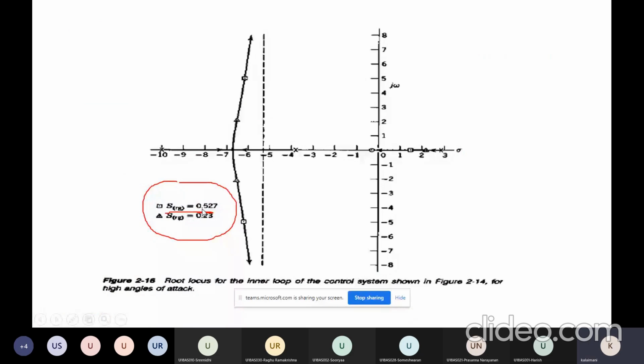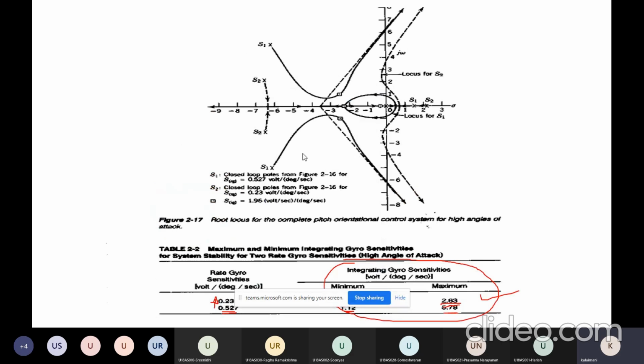Root locus, or when the angle of attack means the aircraft flies at a lower angle of attack. If the aircraft flies at a higher angle of attack, then in both cases we have to try to sketch the root locus and investigate. This is for the complete root locus of a pitch orientation control system at higher angle of attack. This is nothing but the outer loop of your control system.